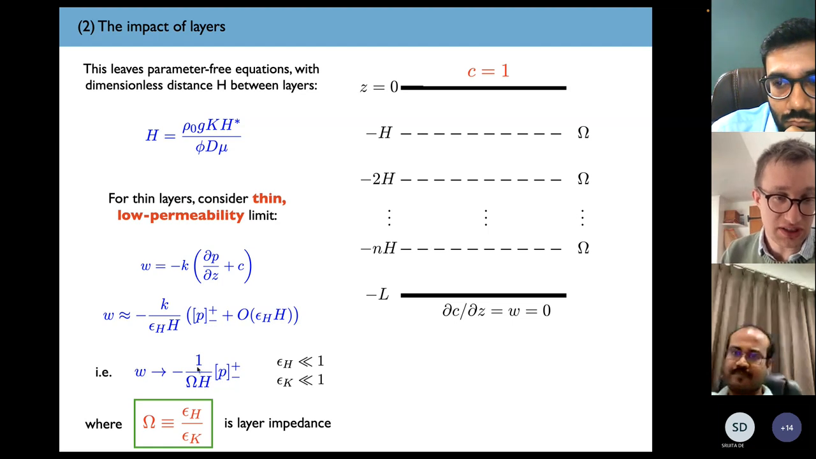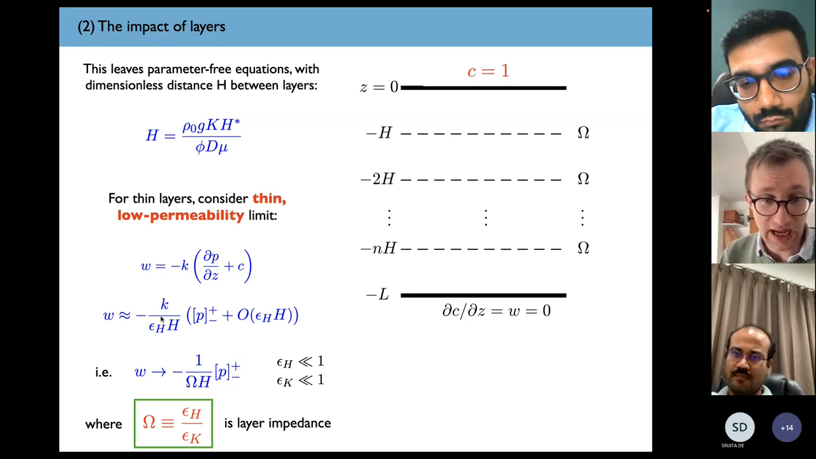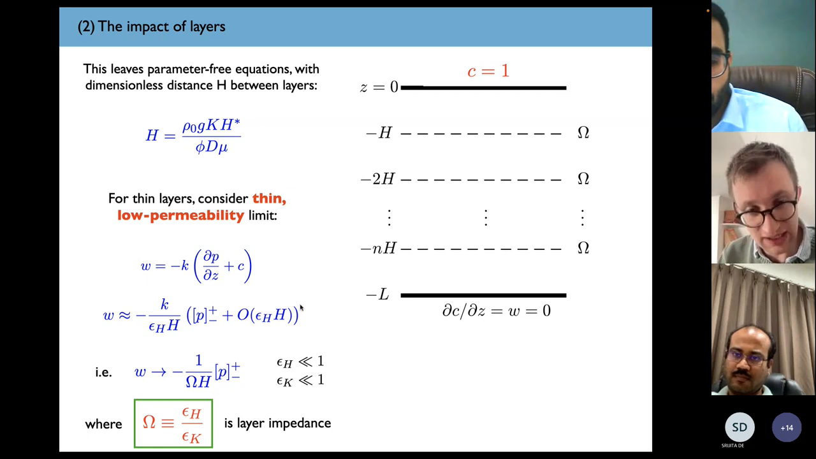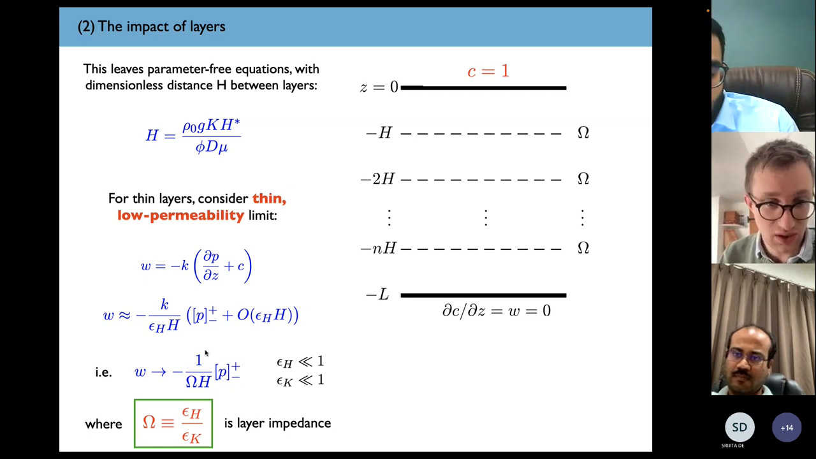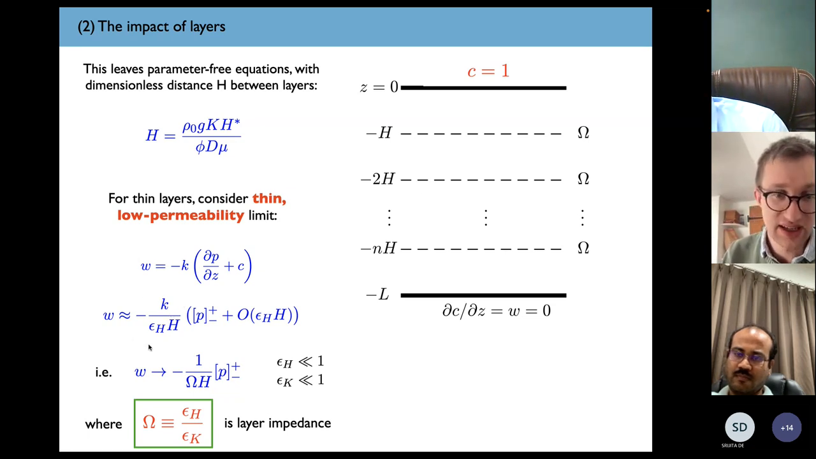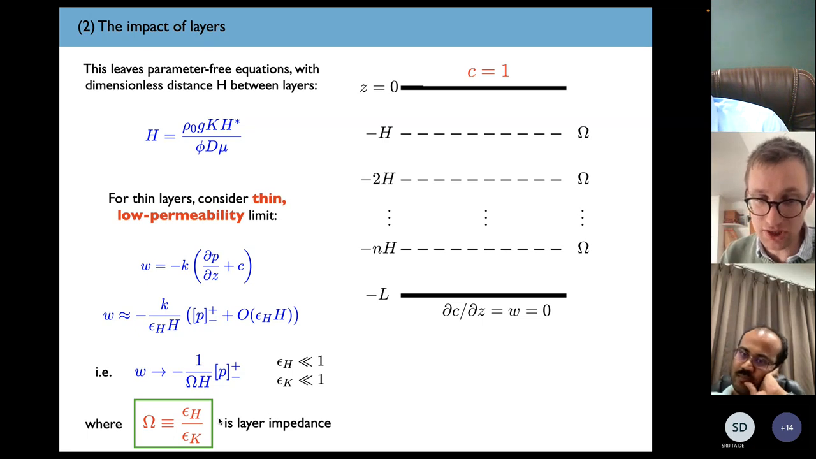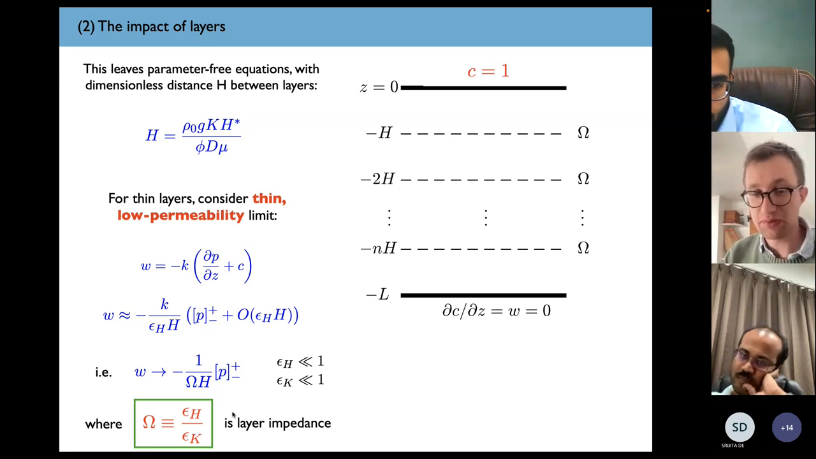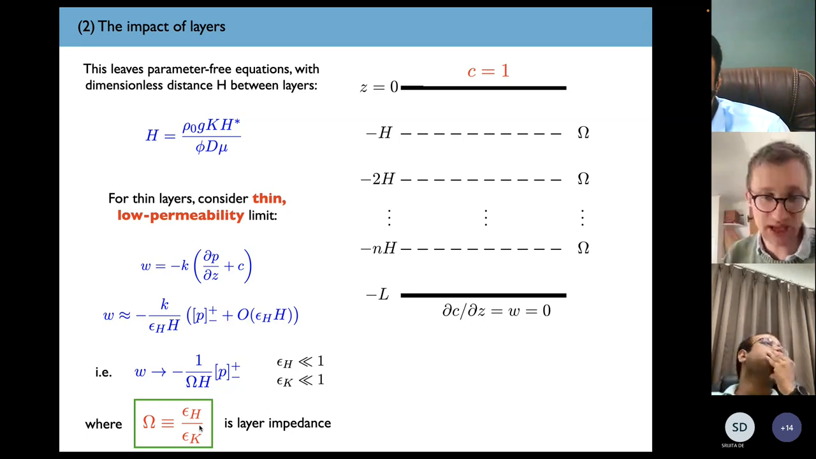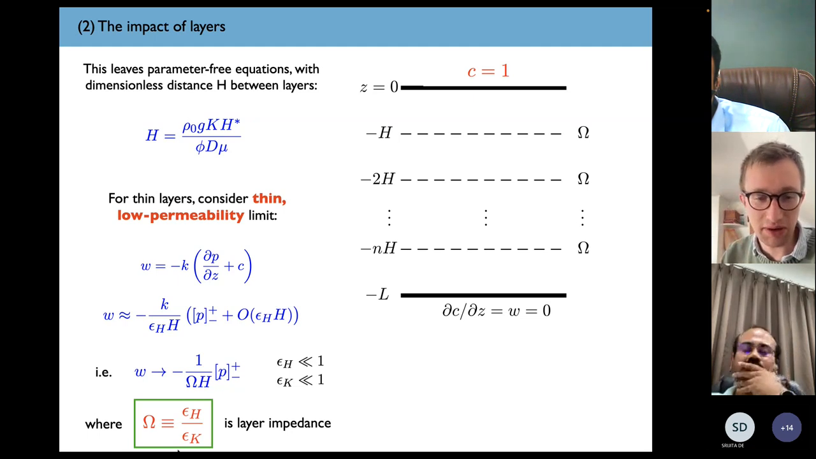And so to leading order, what you end up doing in this way is parameterizing the velocity across the layer in terms of the jump in pressure across the layer. The only parameter that appears to leading order is a ratio. Little k here is epsilon k times big K in the layers. So it's a ratio of the layer thickness to the layer permeability. This combination, which I'm calling an impedance, is really the only parameter that matters in this thin layer limit. So I don't have to consider epsilon h and epsilon k independently. I can just say omega is what I care about.